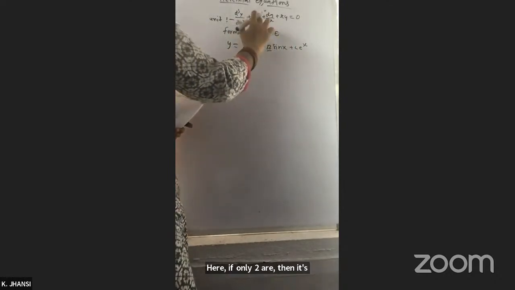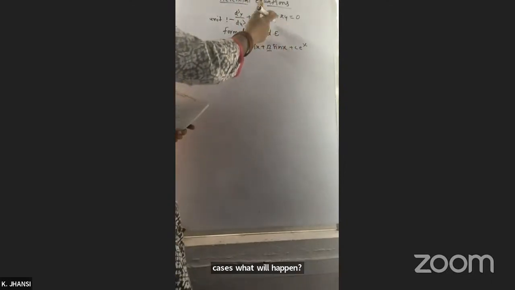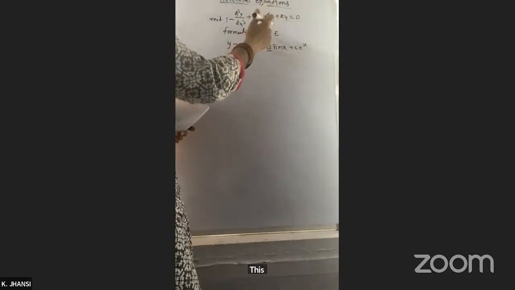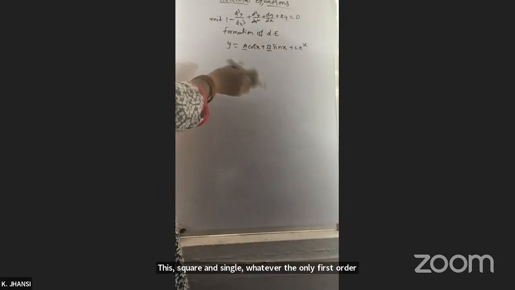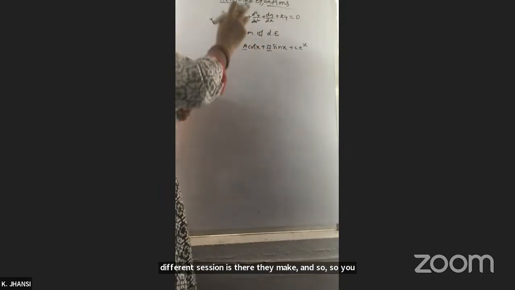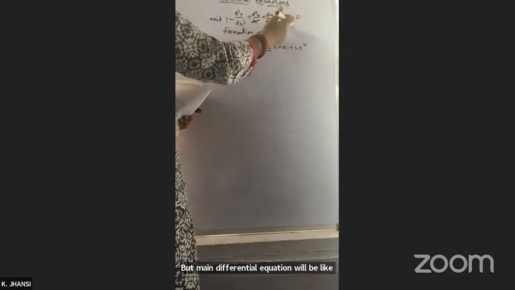In some cases, what will happen? The square and the first order differentiation terms may cancel, so you may get a simpler form as the differential equation. But the main differential equation will be like this: first the highest order, then the next order, then the next, then the constant, equals 0.